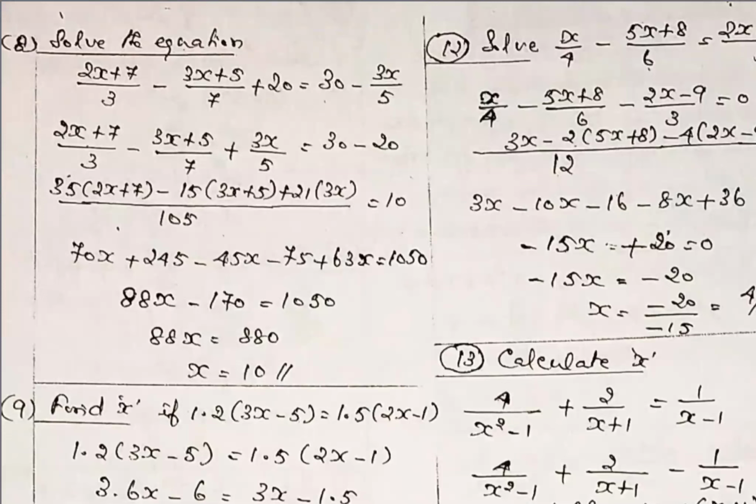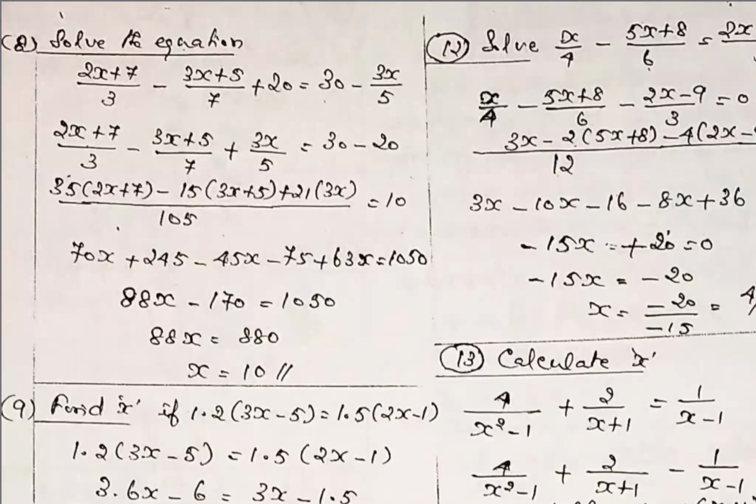Then LCM divided by the first term 3: 35 you will get. 35 within bracket 2x plus 7. Similarly, minus 15. So 105 divided by 7 means 15 you will get, multiplied by 3x plus 5, plus 105 divided by 5, 21 you will get, 21 into 3x. Then simplification. Remove all the brackets. The x value you are getting is 10.